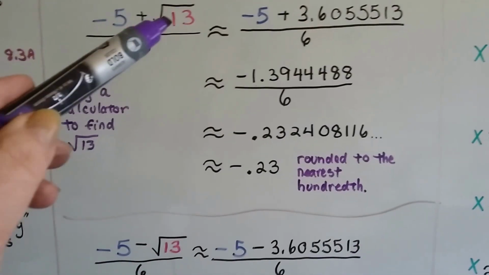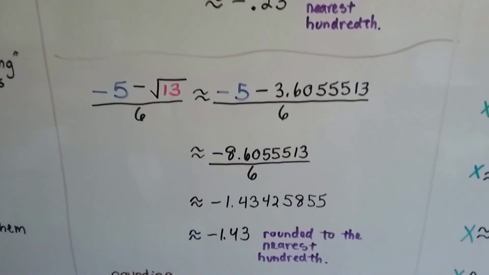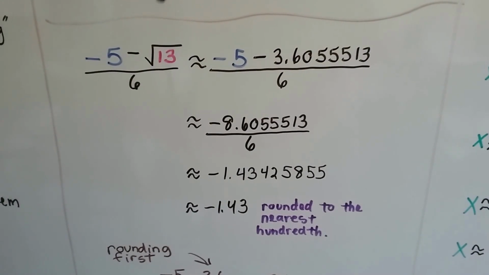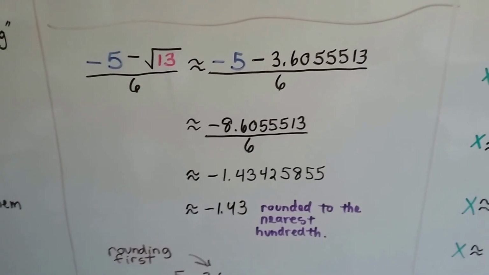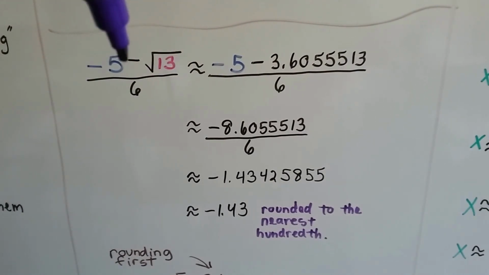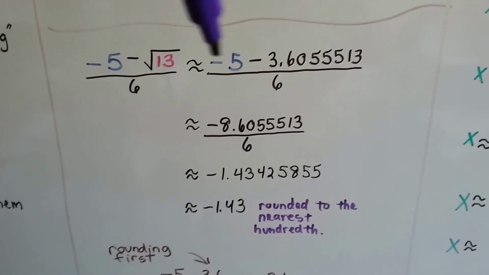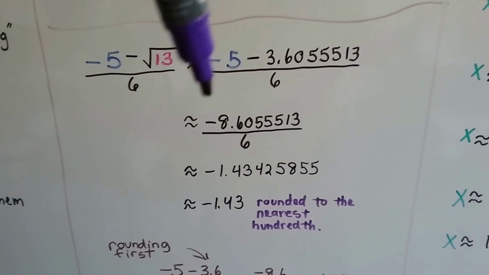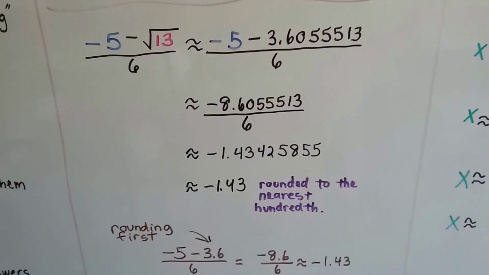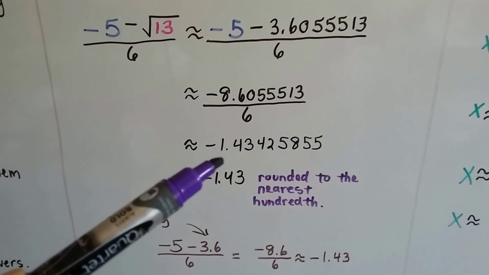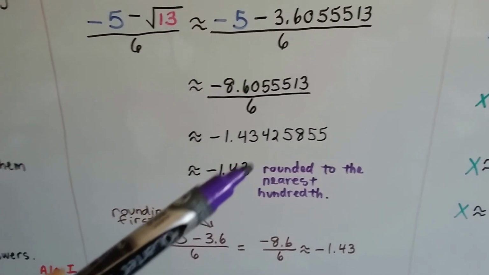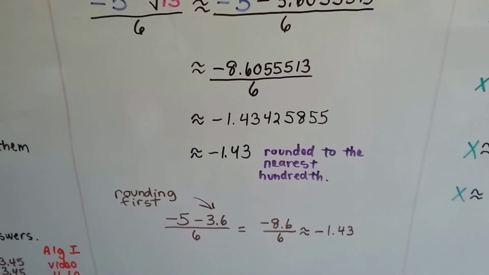Now this is plus square root of 13. If we did minus square root of 13, and this is actually a problem from the previous video, it was plus square root of 13 and minus square root of 13 for our answer with the negative 5 here. So we just do the subtraction now, and we get a negative 8.60555513 divided by 6. We do our division, and we get this nice long number that we can round to the nearest hundredth as negative 1.43. This 4 tells the 3 to stay the same.